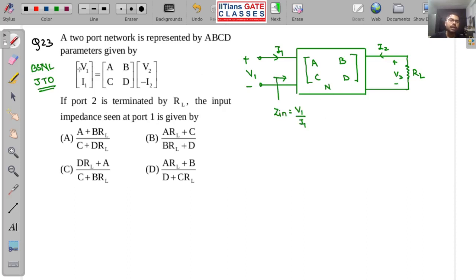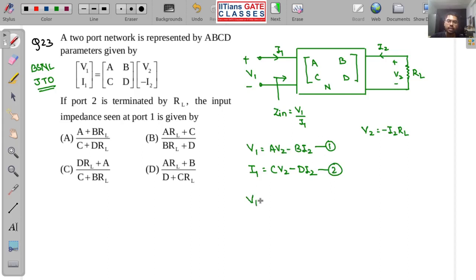Now let me write the T parameter equation. So what it will be? V1 is equal to A V2 minus B I2 and I1 is equal to C V2 minus D I2. Now look very carefully. What is V2? V2 will be equal to minus I2 RL. I have already discussed this. Now I am going to substitute what I need to find, V1 by I1. So I am going to substitute this in both the equations, equation 1 and equation 2.